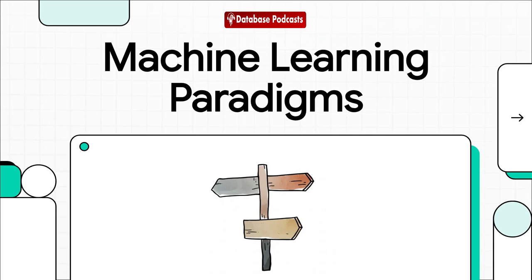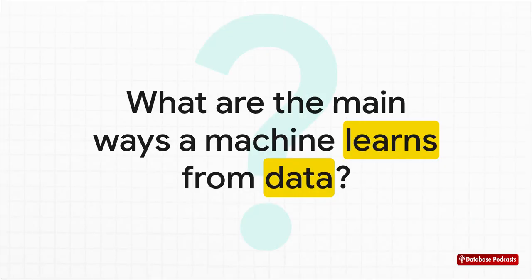All right, in this explainer, we're going to get right to the heart of how AI actually learns. We're breaking down the three fundamental ways that power just about everything you see in machine learning today. So let's kick things off with the big question that really frames everything we're about to talk about.